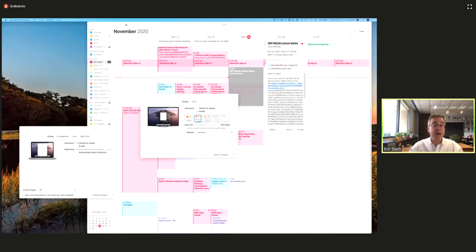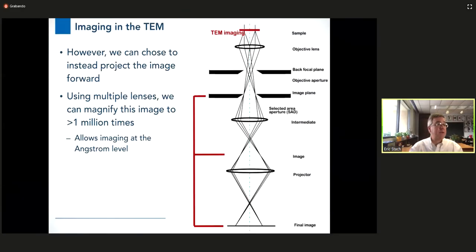If we look at the imaging mode here, you see, again, the idea of parallel beams being brought to the back focal plane and then forming the image thereafter. In this case, I have a large objective aperture that's allowing all of the beams to come through and contribute to the image. But in the case of using this for bright field imaging, we take that aperture and make it smaller so that all that contributes is the direct beam to form the bright field image.